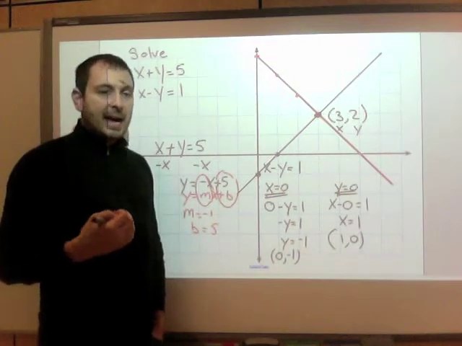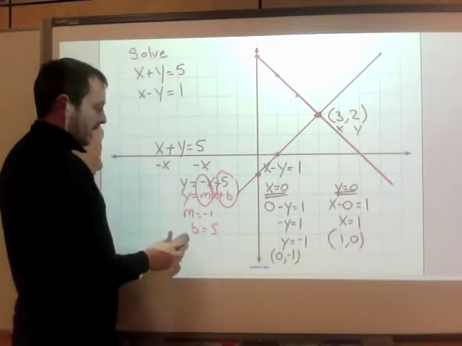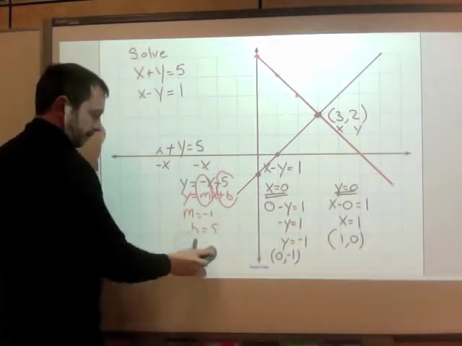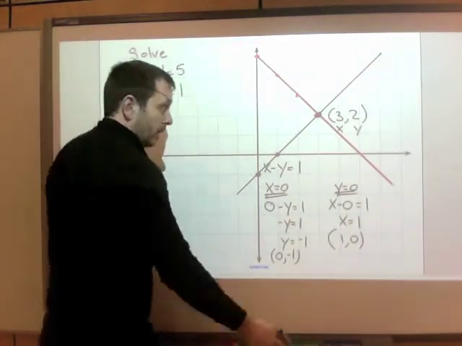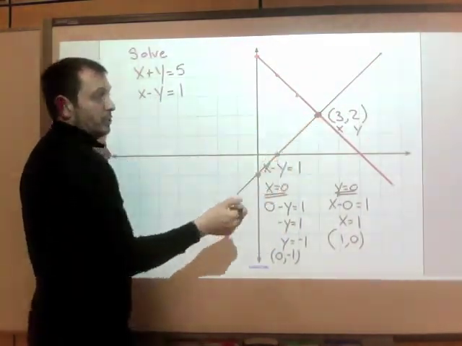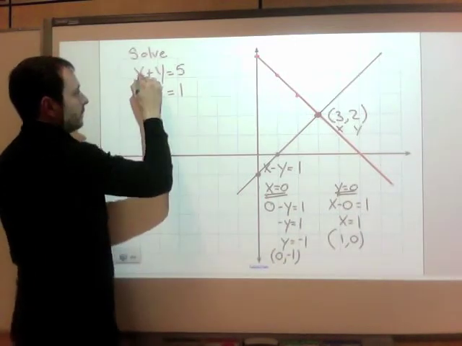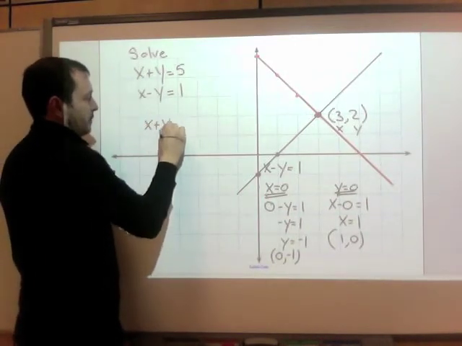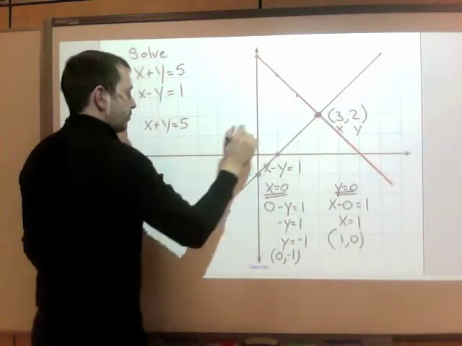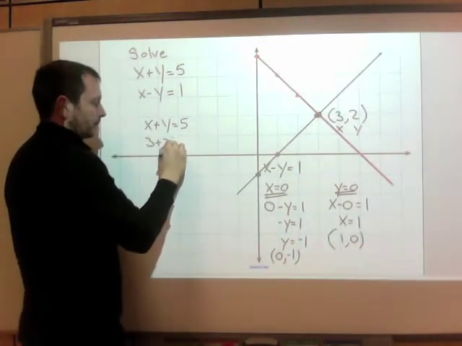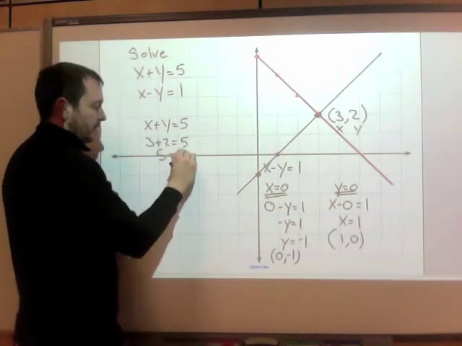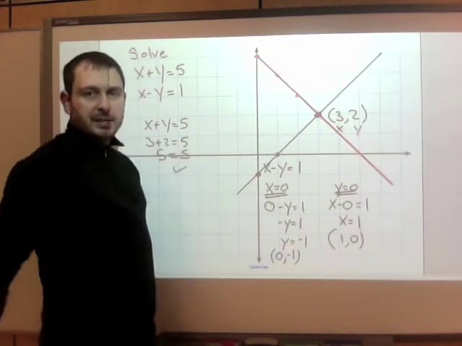And now we can do a check. So to do a check, I'm just going to erase this part here. X is 3, y is 2. It needs to meet both lines if it's an answer. So let's try the first one. X plus y equals 5. X is 3, y is 2. Does 5 equal 5? Yes, it does.